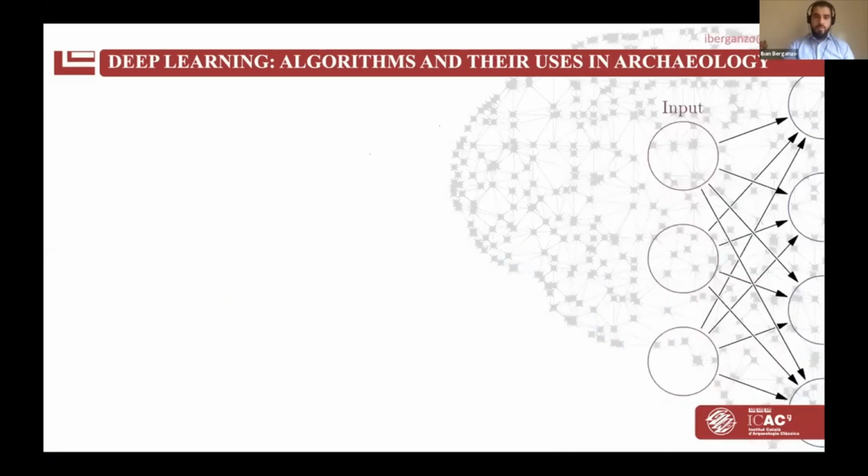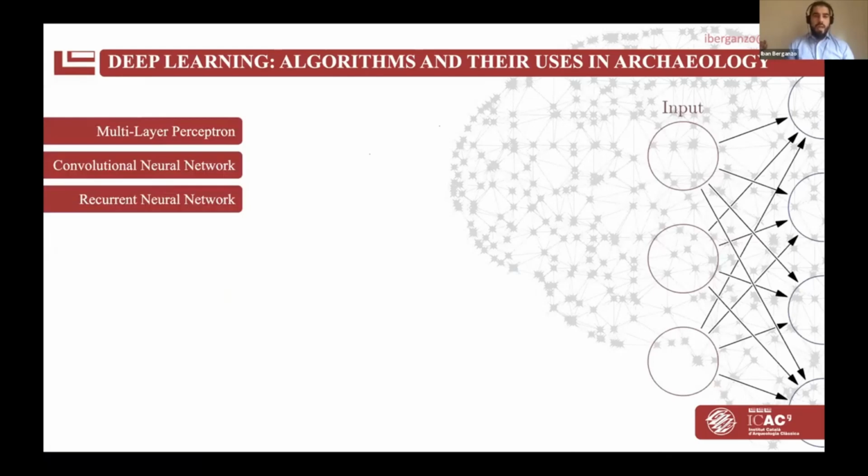So to understand deep learning a little bit more, we will explain 3 types of algorithms that are used in learning. The first one is the multi-layer perceptron. But what is a perceptron? To answer this question, first we have to answer what a neuron is.